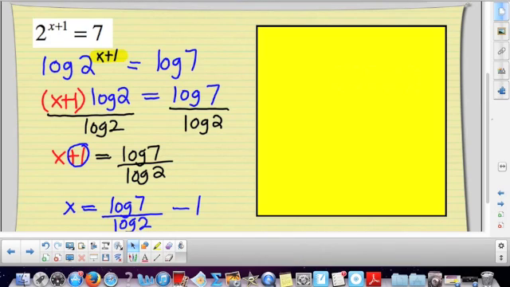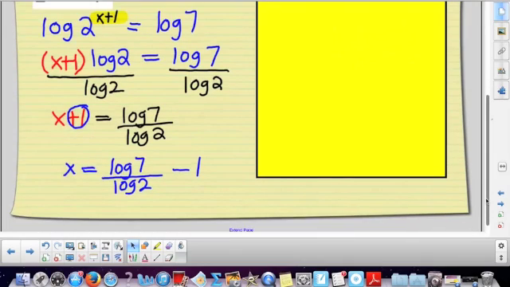Can someone punch that into your calculator to give me an exact answer, Georgia? The whole thing. 1.81? Okay, perfect.